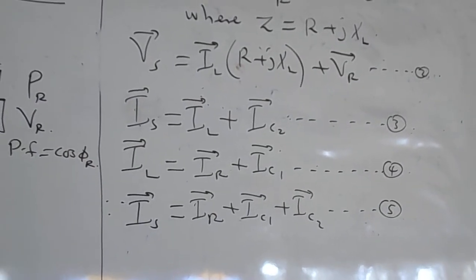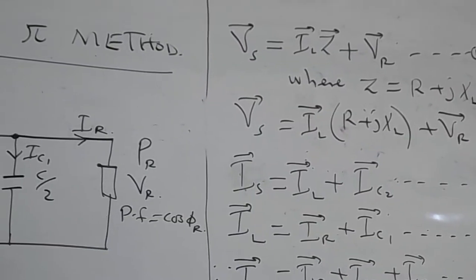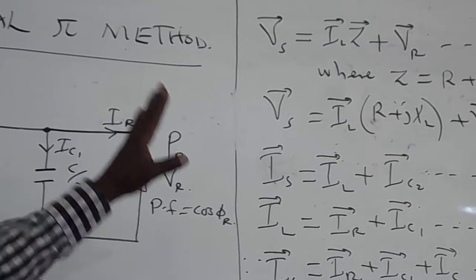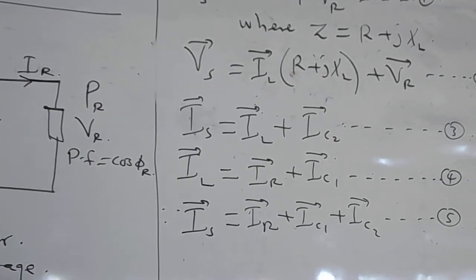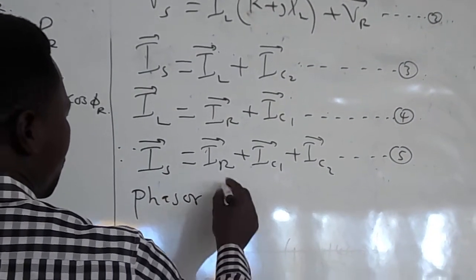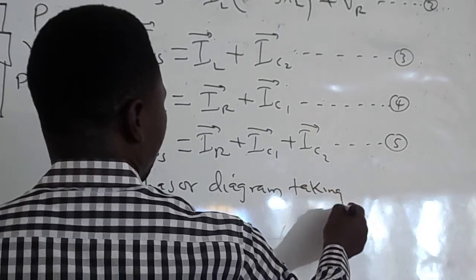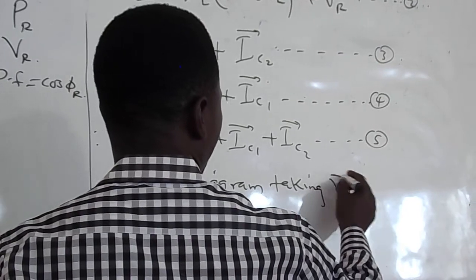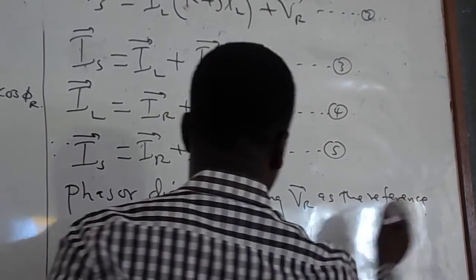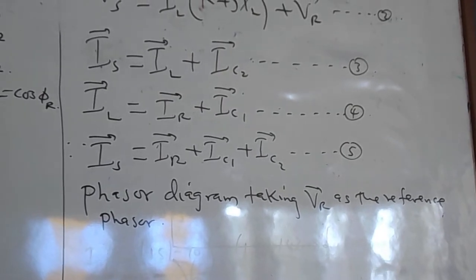Now, from there, we are able to get the phasor diagram, using the expressions that we have formed here. So let's now go ahead and get the phasor diagram, taking VR as the reference phasor.